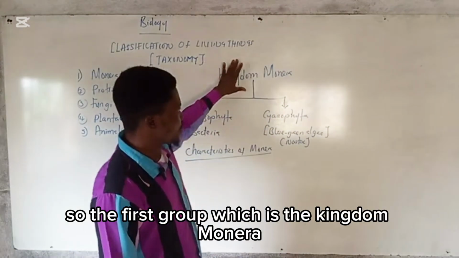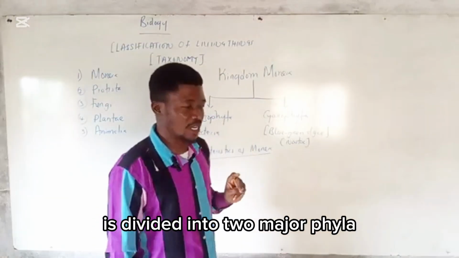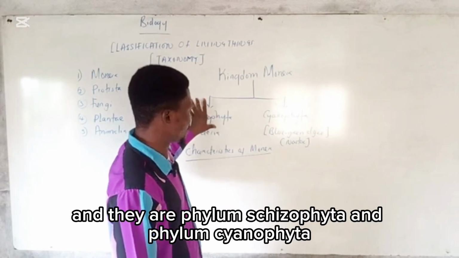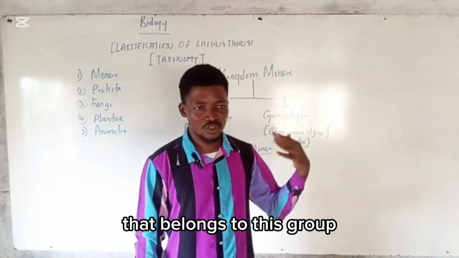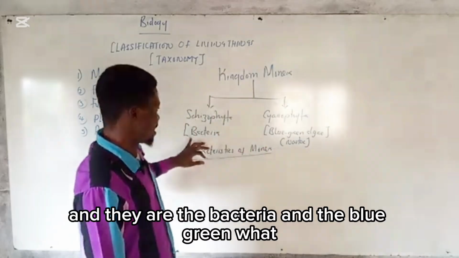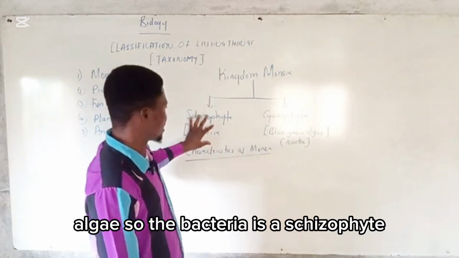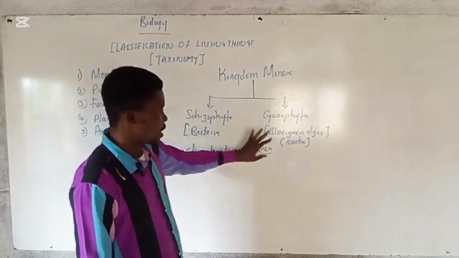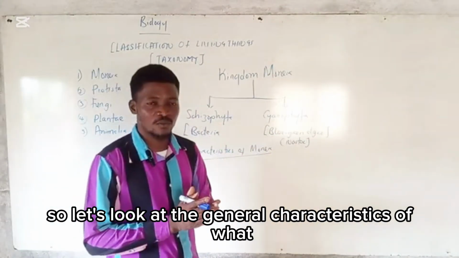So the kingdom Monera is divided into two major phyla, and they are phylum Schizophyta and phylum Cyanophyta. So what are the examples of organisms that belong to this group? There are two major examples, and they are the bacteria and the blue-green algae. So the bacteria is a schizophyte, while the blue-green algae is a cyanophyte. Okay, so let's look at general characteristics of what?